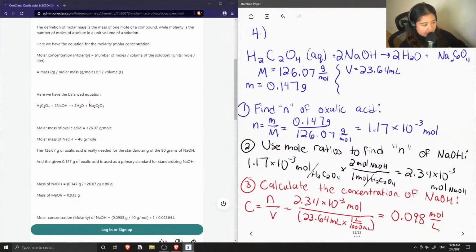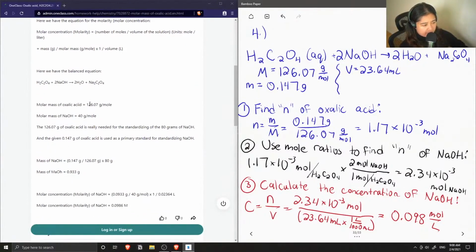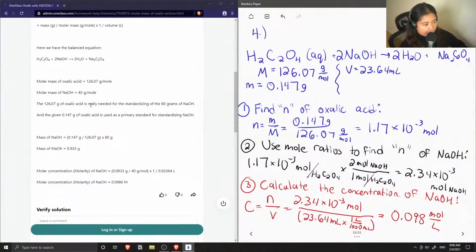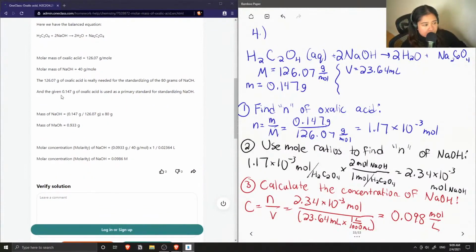And here we have a balanced equation where the molar mass of oxalic acid is 126, molar mass of sodium hydroxide is 40. And they said that the 126.07 grams is really needed for standardizing the 80 grams of sodium hydroxide. So they converted their units to mass instead of number of moles. And the given 0.147 grams of oxalic acid is used as a primary standard for standardizing sodium hydroxide.